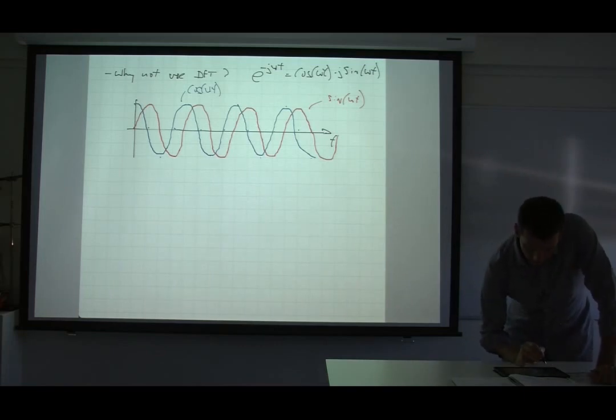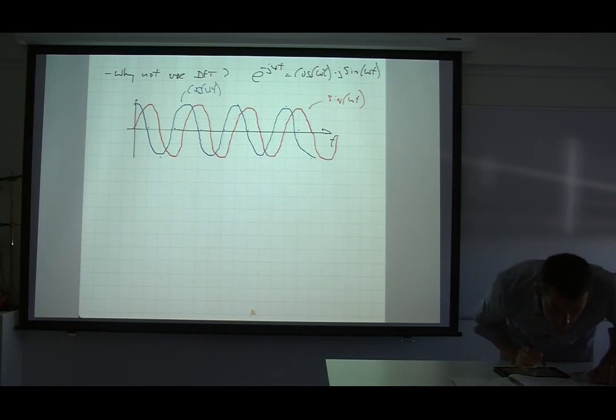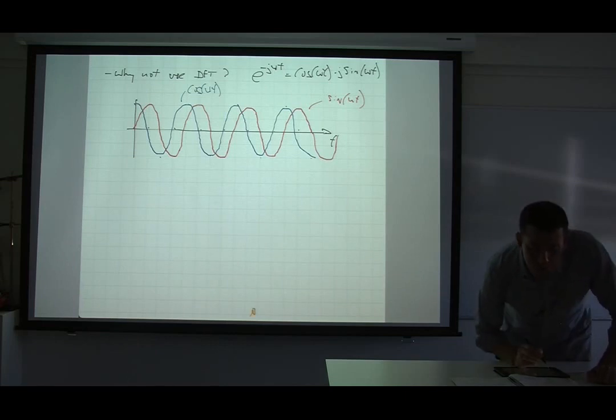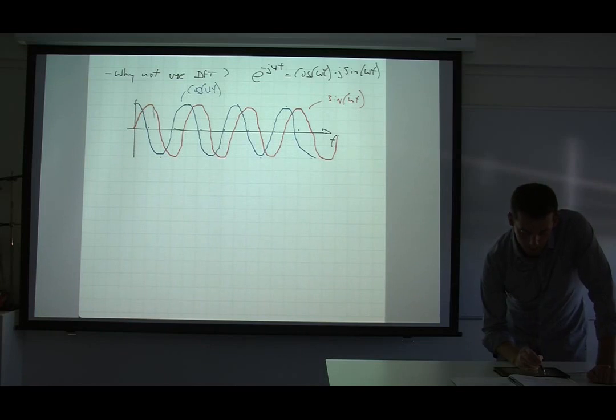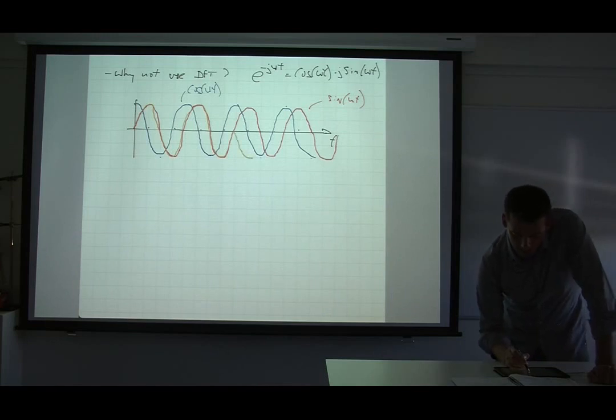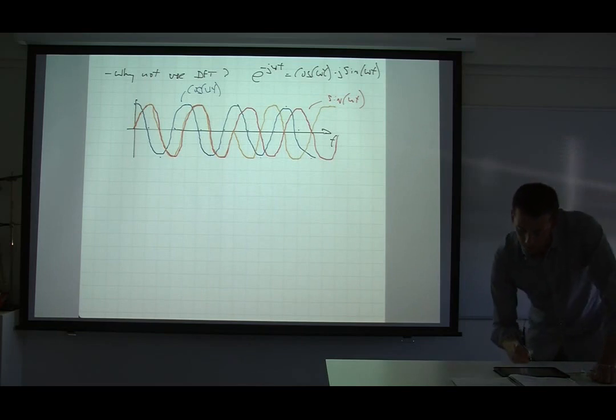Let's go for quite a bold color, so we'll do orange. Maybe this orange lines up with the sine. So it might follow the sine until around here, perhaps, and then it flips to be the opposite of the sine. And this is my x of t.